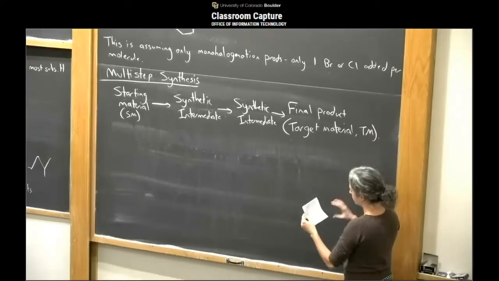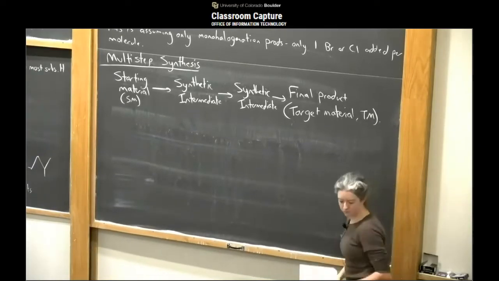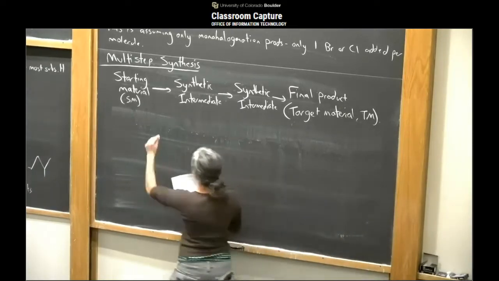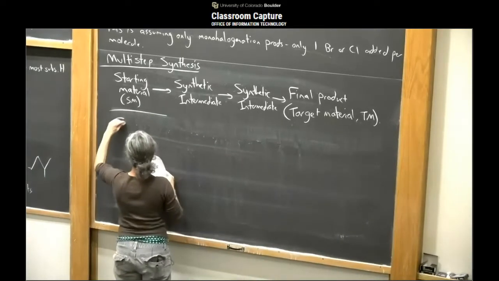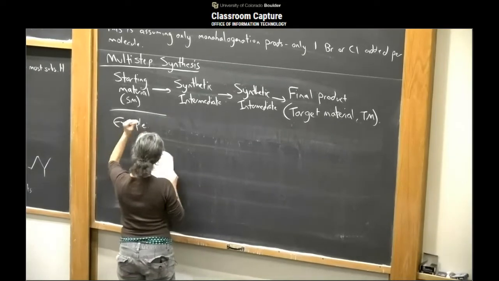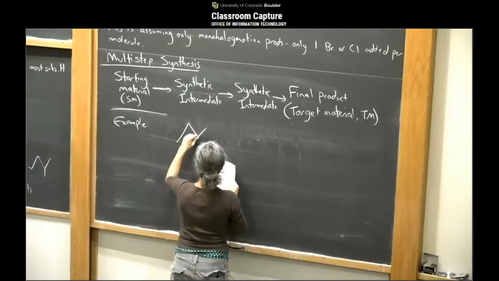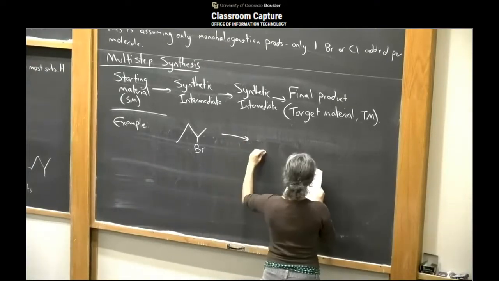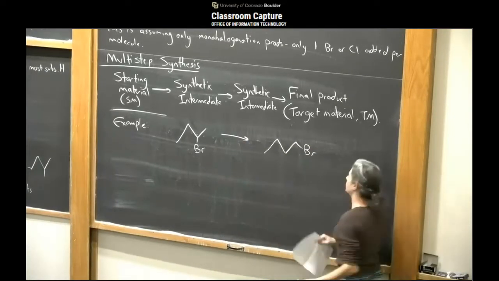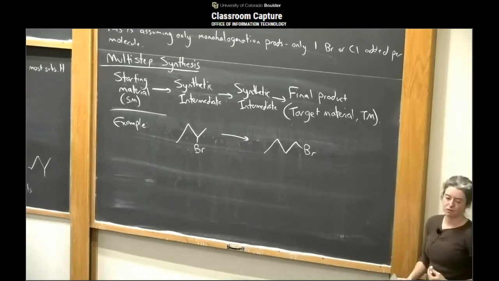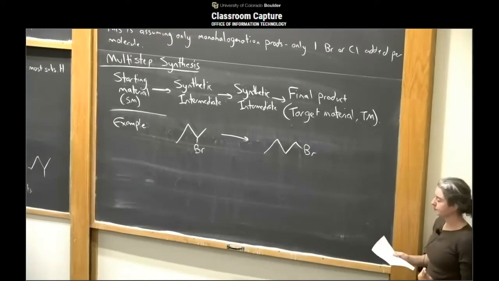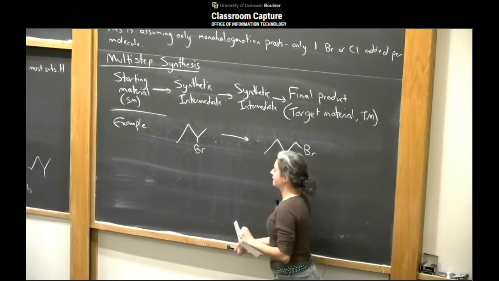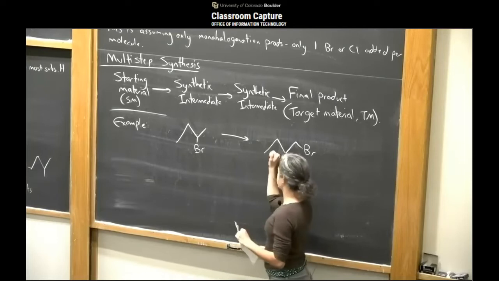Okay, so let's start doing some examples. What if I give you this molecule and I say, actually, I want this instead. I want that bromine 1 carbon over from where it is now. Okay. Sometimes that'll just be given as like a synthesize this product from that product.